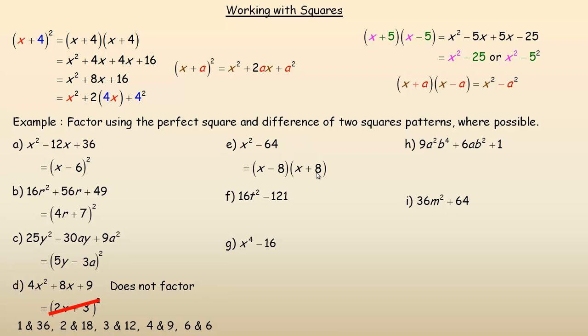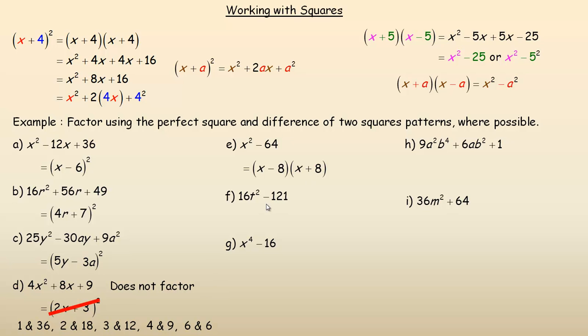And again, you can always check this. x times x is x squared. Negative 8 times positive 8 is negative 64. And the reason there's no x term is because if you multiply these together, that's positive 8x, and that's negative 8x, and those add to 0, just like the negative 5x and 5x add to 0 up here. So that would factor into x minus 8 times x plus 8.